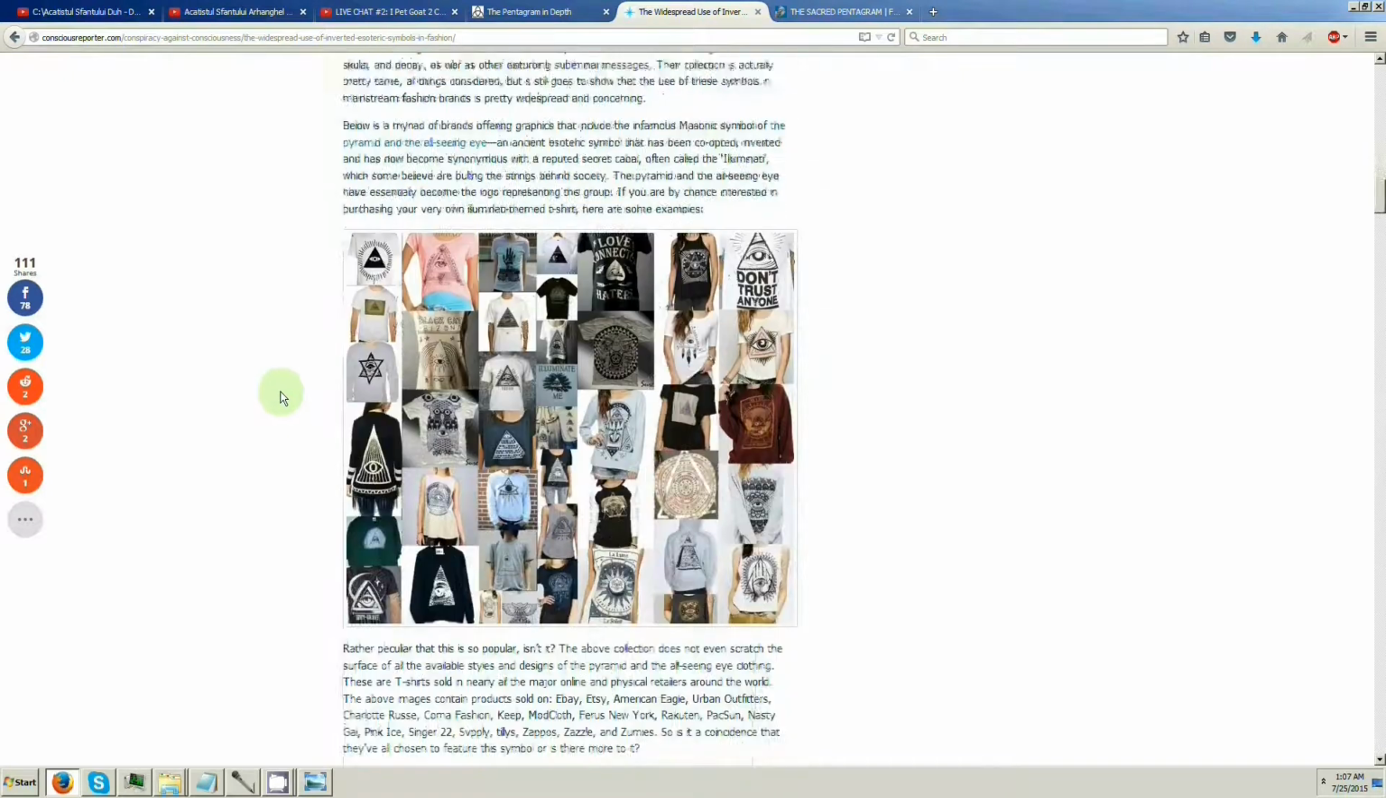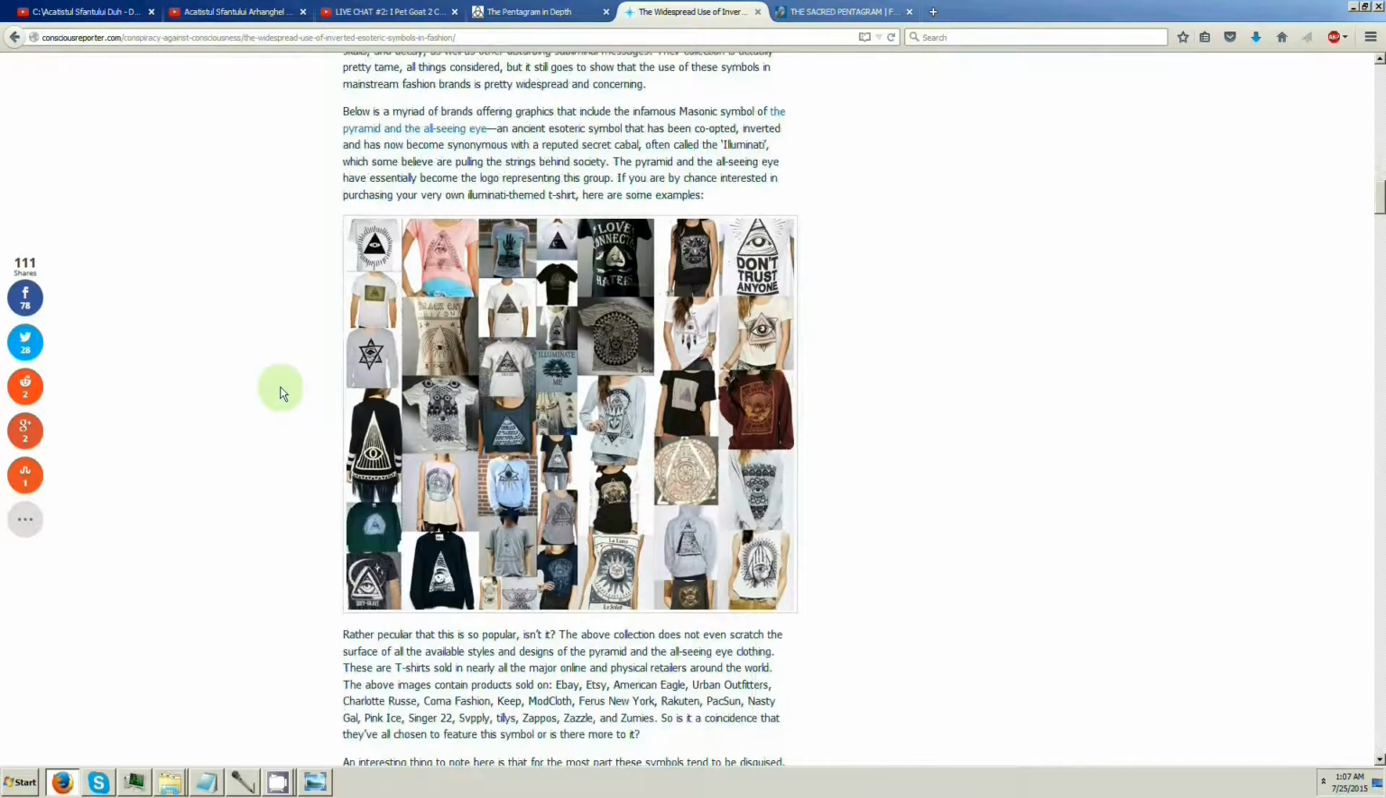Taking a look at the fashion industry, we see a lot of symbolism, esoteric in nature. The pyramid, the all-seeing eye, the hexagram, the owl, the crescent moon, the sun. All these symbols have been used by ancient civilizations throughout history. Why are they still being used? Why are they used for the purpose they are used by the fashion industry?